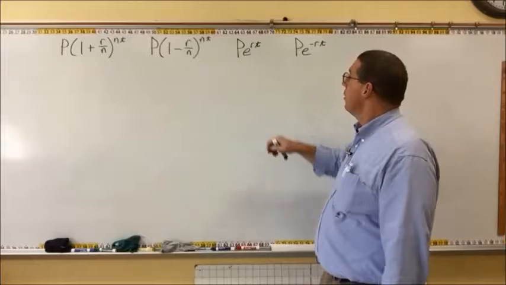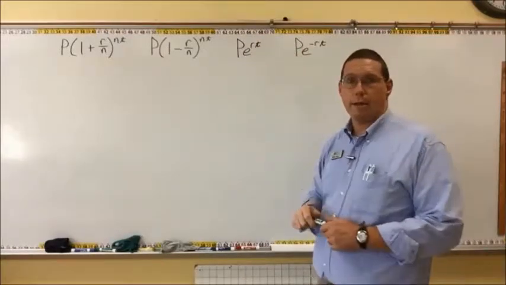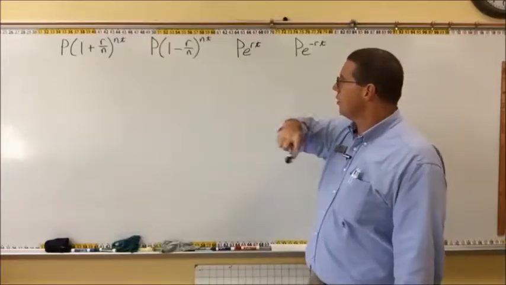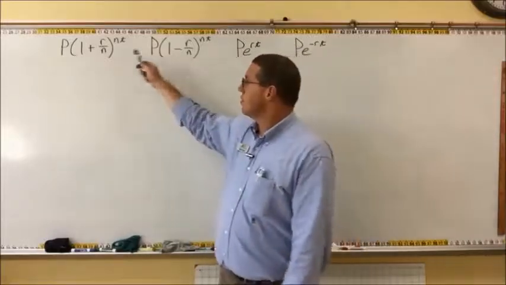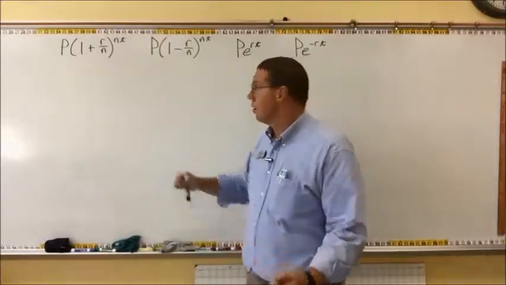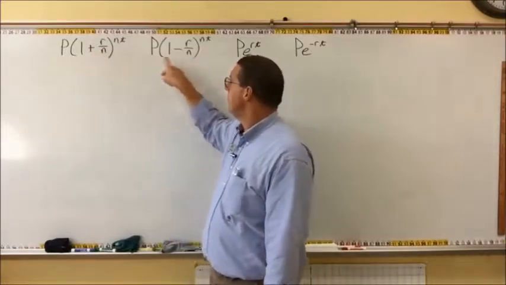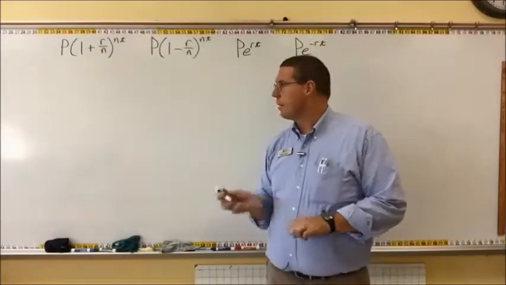If it's growth, the R is positive. If it's decay, the R is negative. If it doesn't say continuously, then you won't pick the one with the E. You'll pick one of these two. If it doesn't say continuously, then it's a discrete growth or decay formula. Growth is going to have the plus, decay is going to have the minus. So let's do a few examples here real quick.